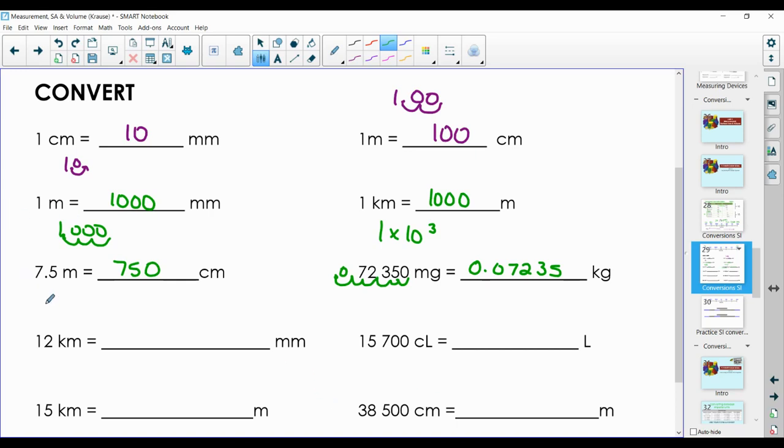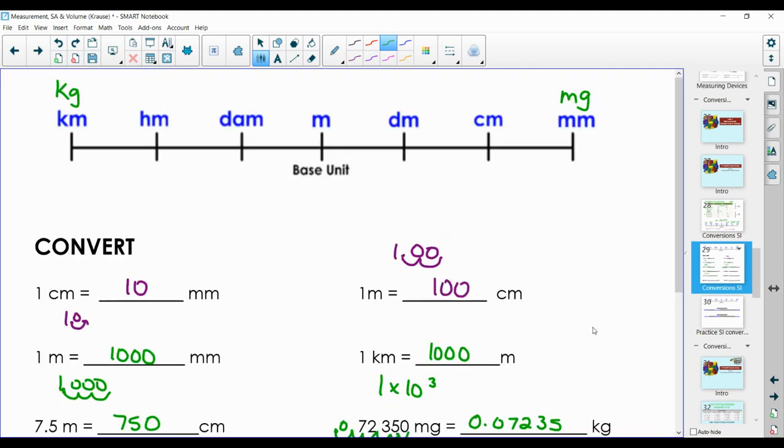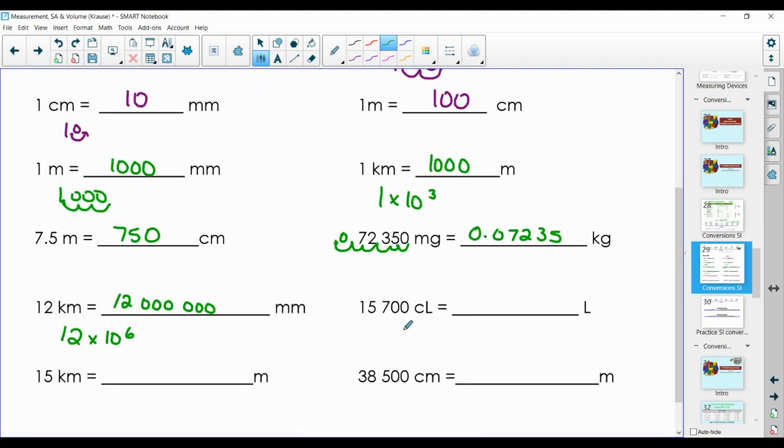All right, if we want to go from 12 kilometers to millimeters, that's also 6 jumps, but this time it's 6 jumps to the right. So we can count those 6 zeros, or we can go 12 times 10 to the 6, which will give us 12 million millimeters. Going from centiliters to liters, again, the same process. Our meters and our liters are both base units. So if we're going from centiliters to liters, that's 2 jumps to the left. So we can take that 15,700 and divide by 10 squared, or multiply by 10 to the negative 2. That would be the same value. Or again, just move your decimal back 2.